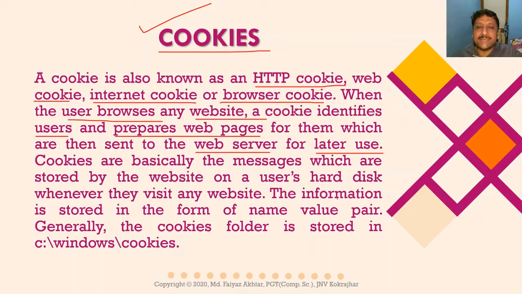Cookies are basically the messages which are stored by the website on the user's hard disk. User's hard disk means our computer hard disk. Whenever they visit any website, the information is stored in the form of a name-value pair. Okay, name-value pair means the name of the website it will take and some value they will add. Generally, the cookie folder is stored in the Windows cookies. You will find all the cookies stored in this folder. Just open My Computer, and in C drive you go to Windows and then Cookies. All the cookies which are created in your computer will be found there.